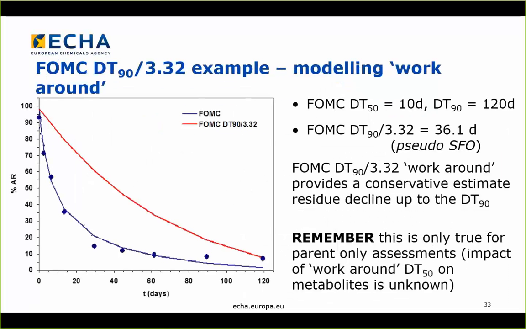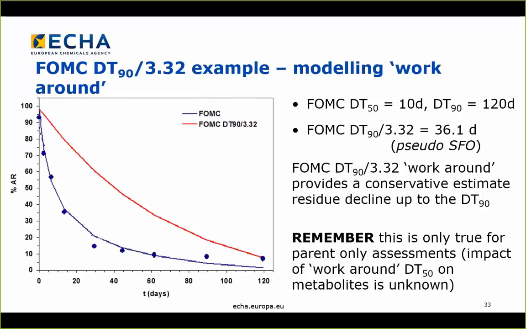Just to explain the FOMC DT90 divided by 3.32 concept as a modeling workaround. What we have here is the fitted model in blue and the workaround, the DT90 divided by 3.32, in red. And that FOMC DT90 divided by 3.32 workaround provides a conservative estimate of your residue decline up to the DT90. So because the red line is above your data points up to the DT90, it's conservative up to that point.